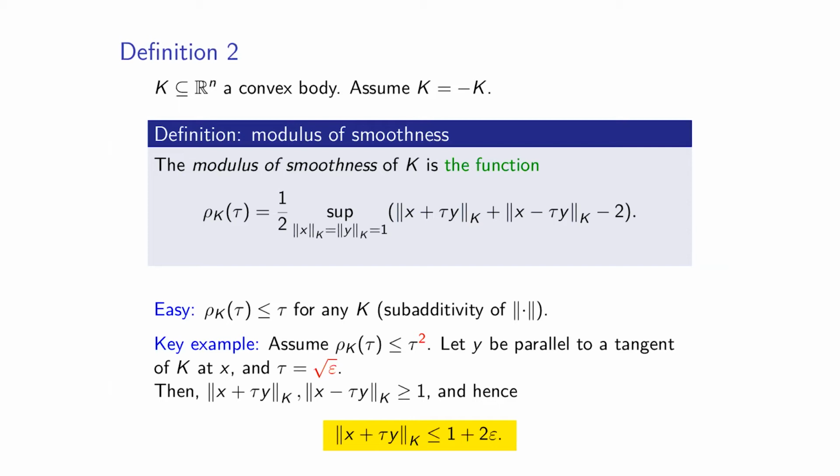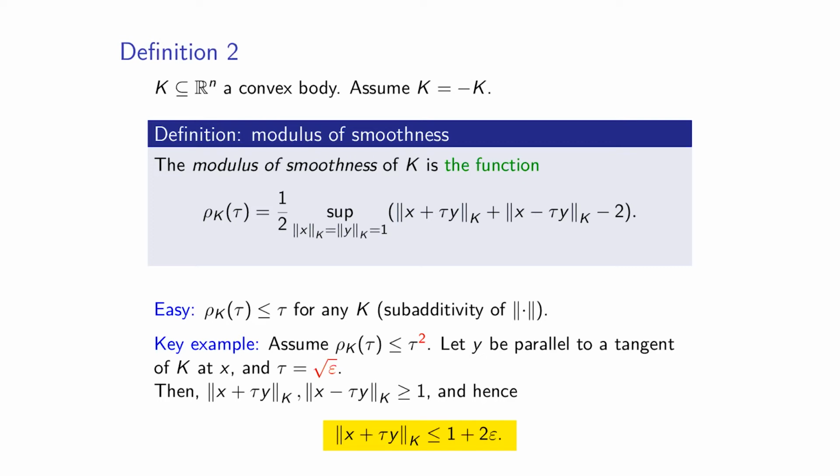So what does it mean, the yellow formula? Well, let's assume that our modulus of smoothness is very nice, which means the body is really nice, very smooth. Smooth means that the boundary is very close to the tangent planes. So let's assume that we have this modulus of smoothness, rho of tau, less or equal to tau squared. Here in the modulus of smoothness, it's really the exponent of tau that matters. So let's say we have tau squared there, the best exponent.